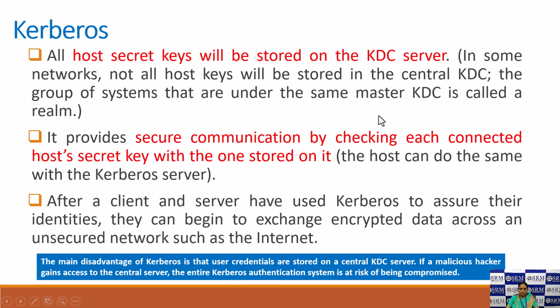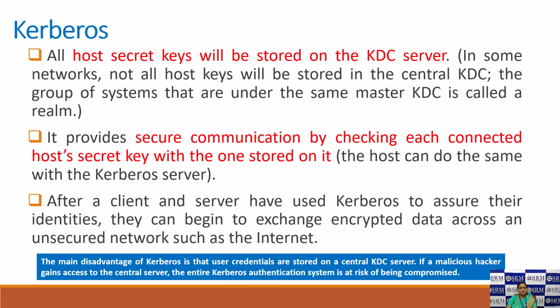In some networks, not all the host keys will be stored in the central KDC, whereas a group of systems that are under the same master will be stored together. So it differs in some cases, but predominantly the KDC will store all the keys. That's the scenario. So it provides secure communication by checking each connected host's secret key with the one stored in it. Compare, and only then will it allow.